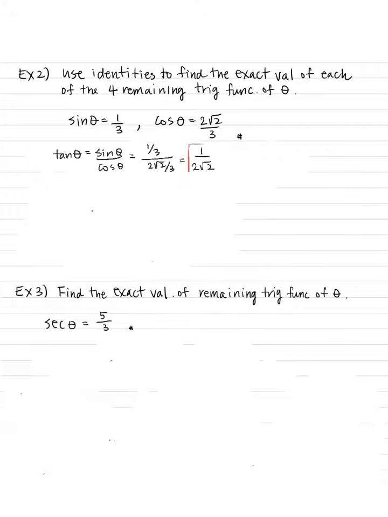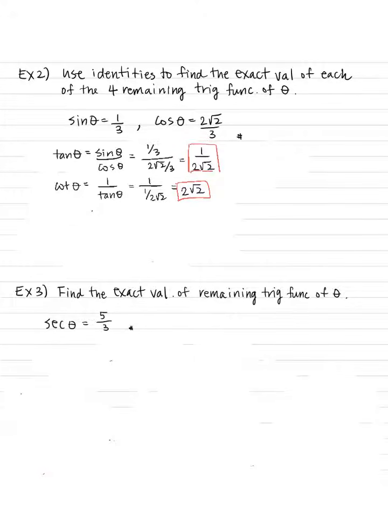So that is the value of tangent of theta. Now let's go with the cotangent. Cotangent of theta, reciprocal identity for that is what? 1 over tan of theta, which is, we just computed the tan of theta, so this is 1 over 2 root 2. So this is just going to be 2 root 2.